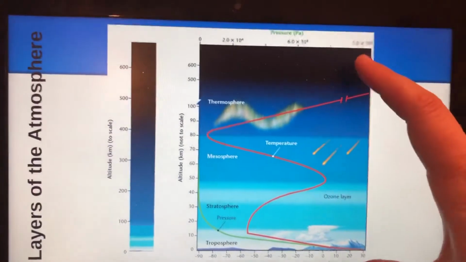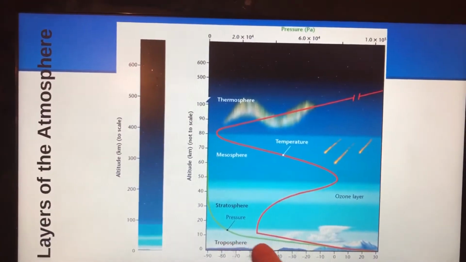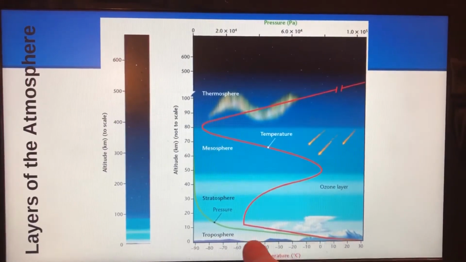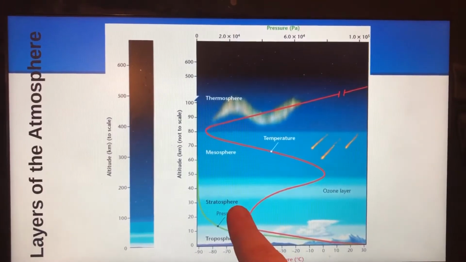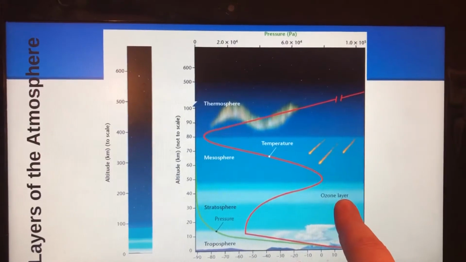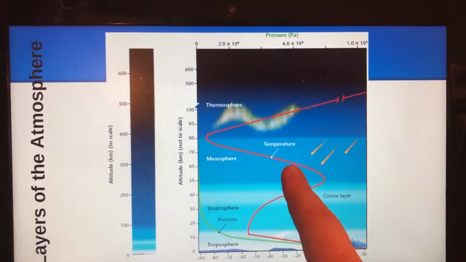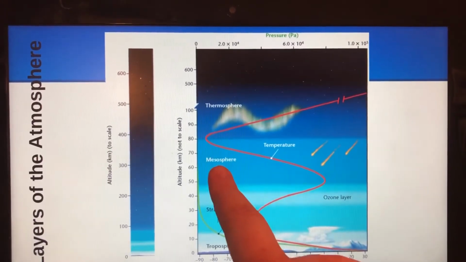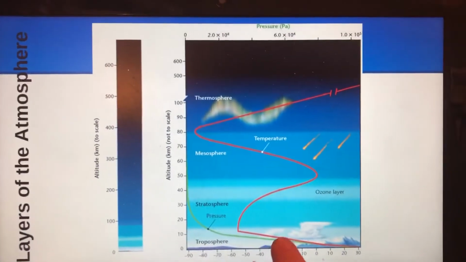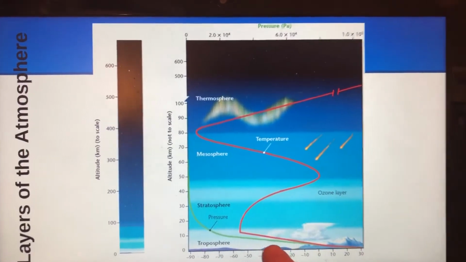So the atmosphere is like a multi-layered cake. Down here, this is ground level. We live in the layer called the troposphere. Right above that is the stratosphere. As you can see in this diagram, the ozone layer is part of the stratosphere. It creates kind of a border between the stratosphere and the next layer up, the mesosphere. And then at the very top, we have the thermosphere. Something to note about these different layers is they create what are called temperature inversions.